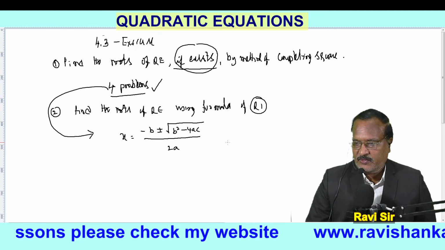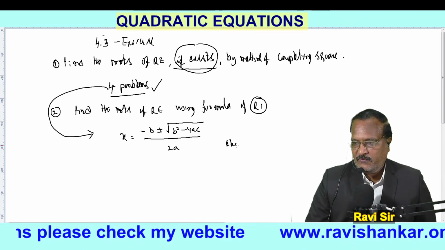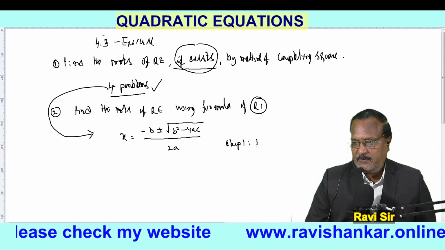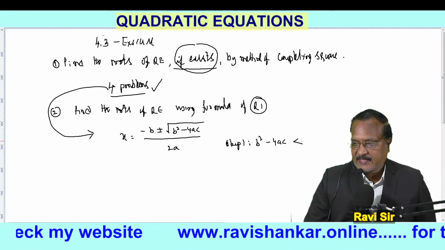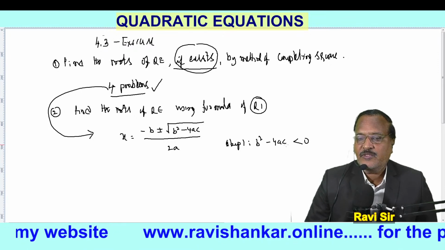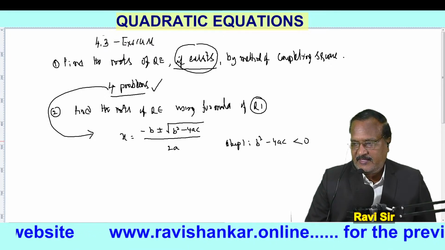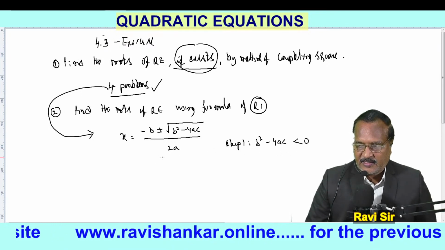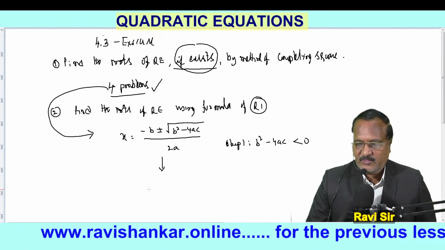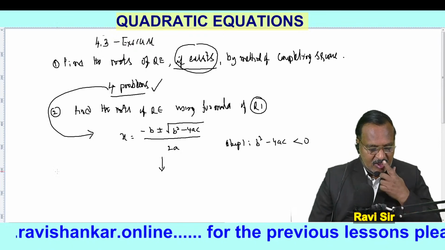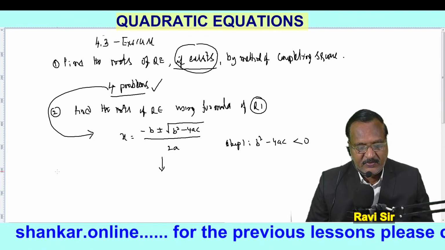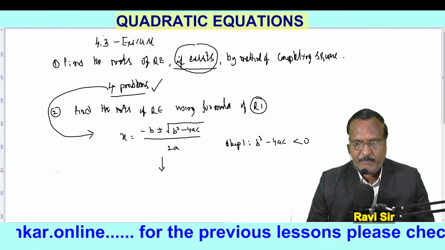First you find out, step number 1, b square minus 4ac. If it is less than 0, then there are no roots. If it is greater than 0, then do this and find out the roots. So this is the second question, my dear children. 4.3 second question. This also I have explained.